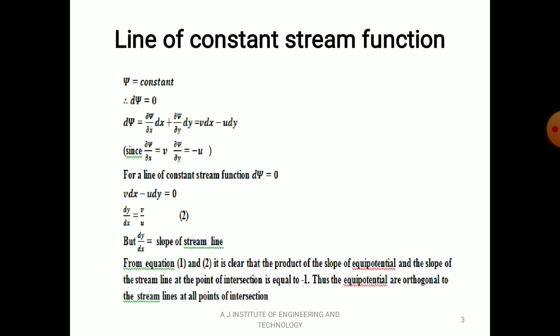But dy by dx is the slope of the streamline. So from equation 1 and 2, it is clear that the product of the slope of the equipotential line and the line of constant stream function is equal to minus 1. Otherwise we can describe it as: the equipotential lines are orthogonal to streamlines at all points of intersection.